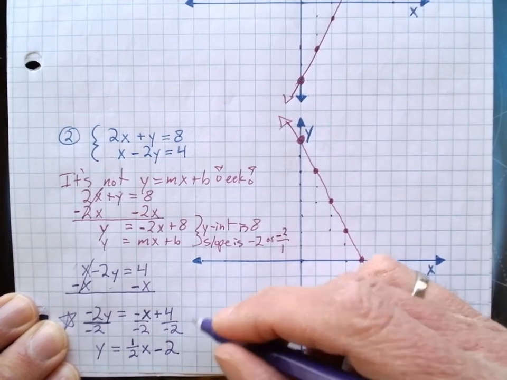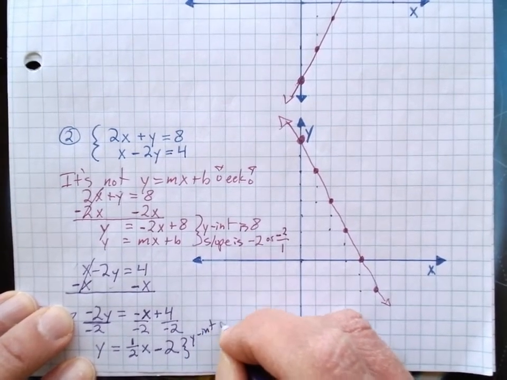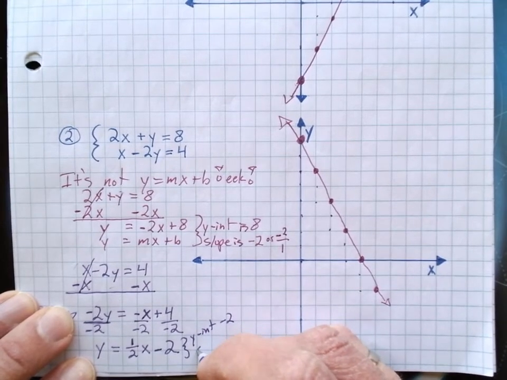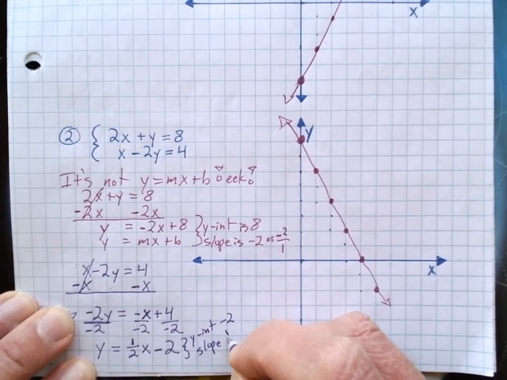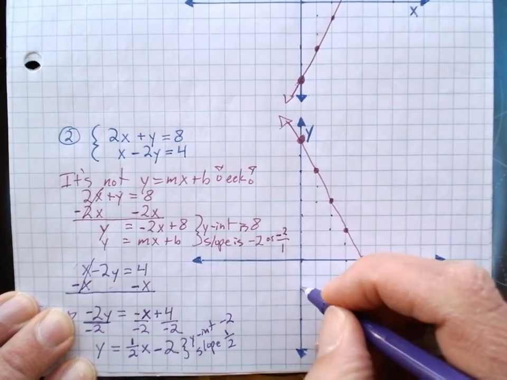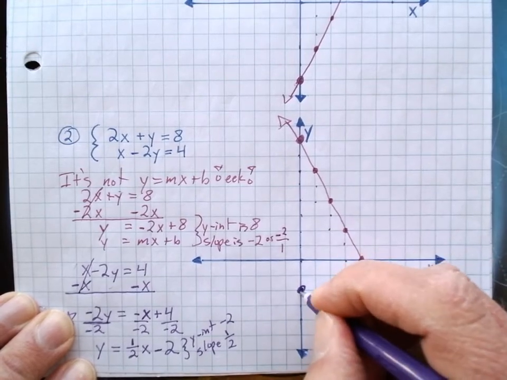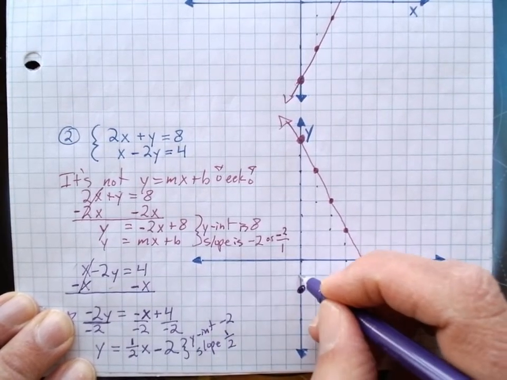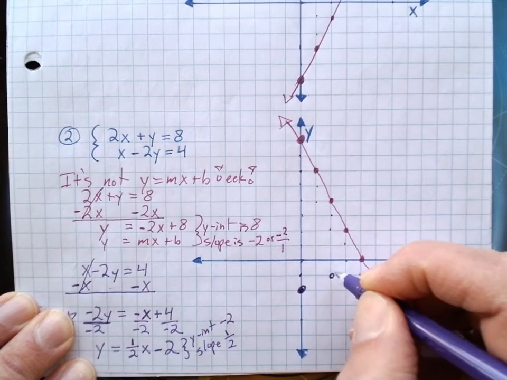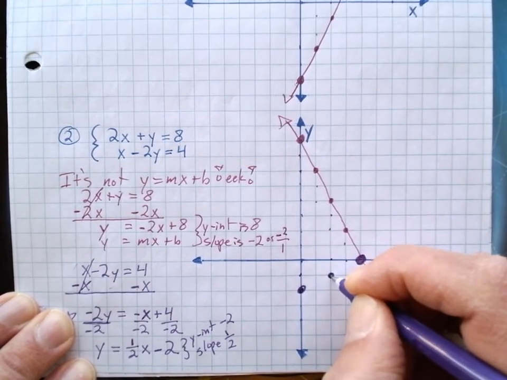I have now the y-intercept is negative 2. The slope is 1 over 2. So check it out. Negative 2 is the y-intercept. The slope is positive, so that means I go up 1, because the top is the vertical. Up 1 over 2. Up 1 over 2. Look at that. That's where they connect.